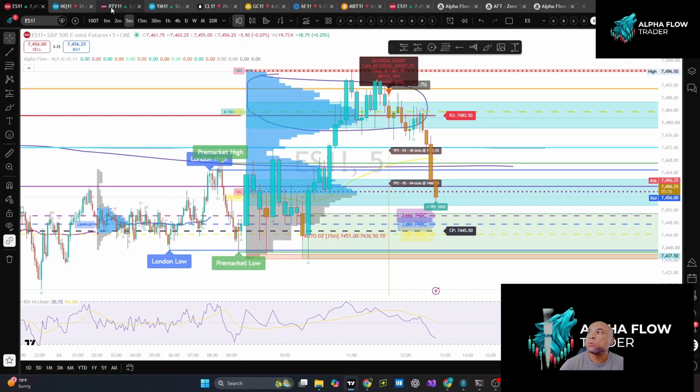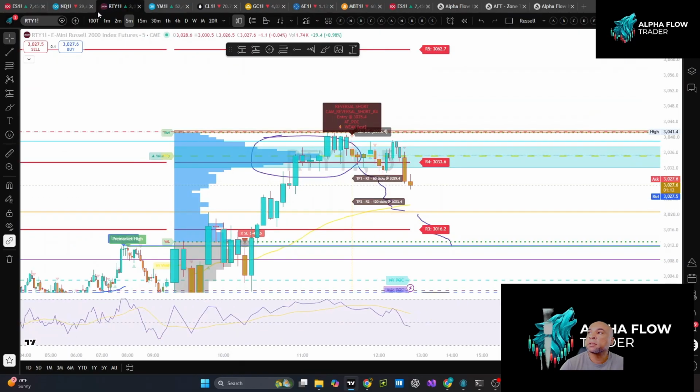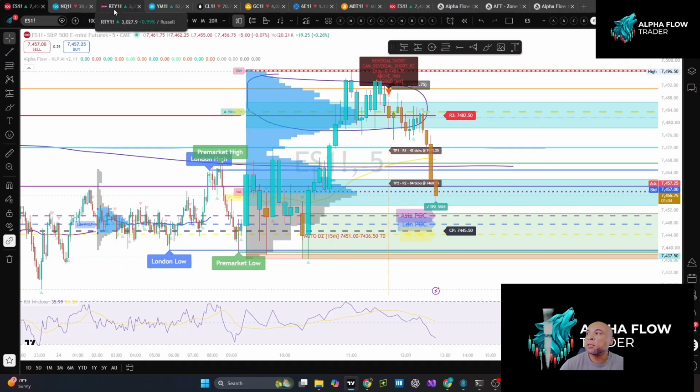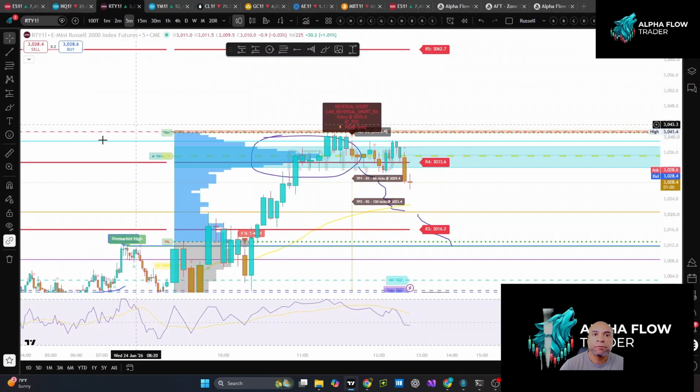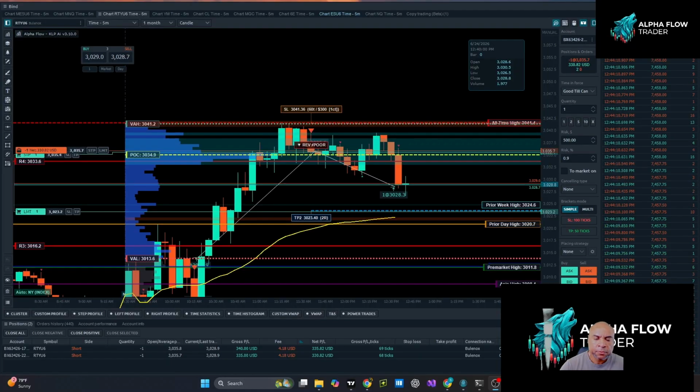But yes, I just need Russell to cooperate with us here and give us a TP2 as ES has already done. Flip back to this Russell chart, or I'll flip back to a Quantower here. All right.